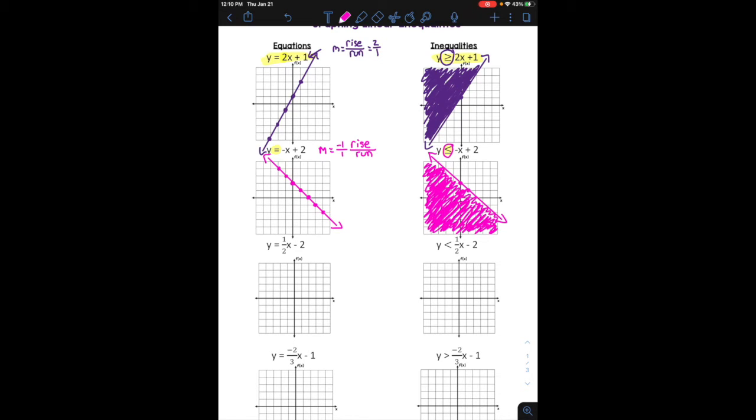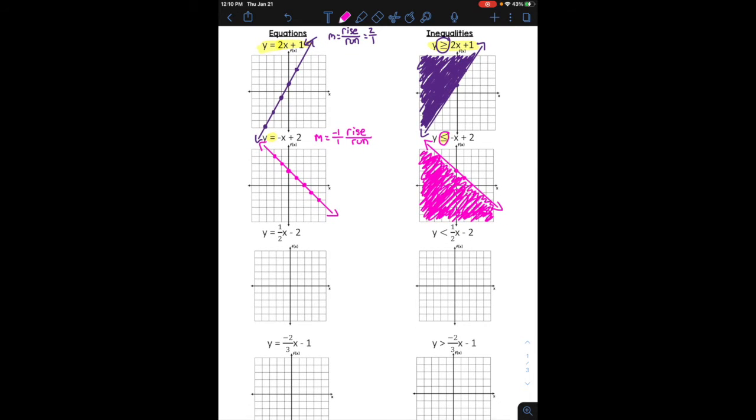When we have an equal sign, do not shade. The only solutions to the equations are the ordered pairs on the line. When we have an inequality sign, we are shading one side or the other, showing that there are more solutions.